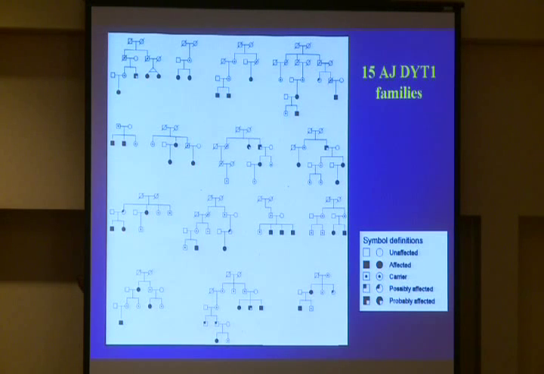So the thing that I told you about that's unique about dystonia is this thing called reduced penetrance. Reduced penetrance means that you can have the mutation that causes the disease, but you don't have any of the clinical symptoms of that disease. And so these are actual pedigrees, families with DYT1 dystonia, and they turn out to be Ashkenazi Jewish families.